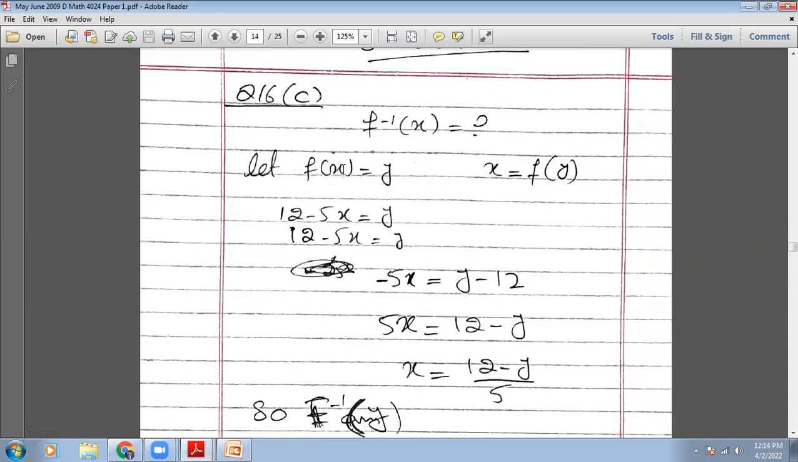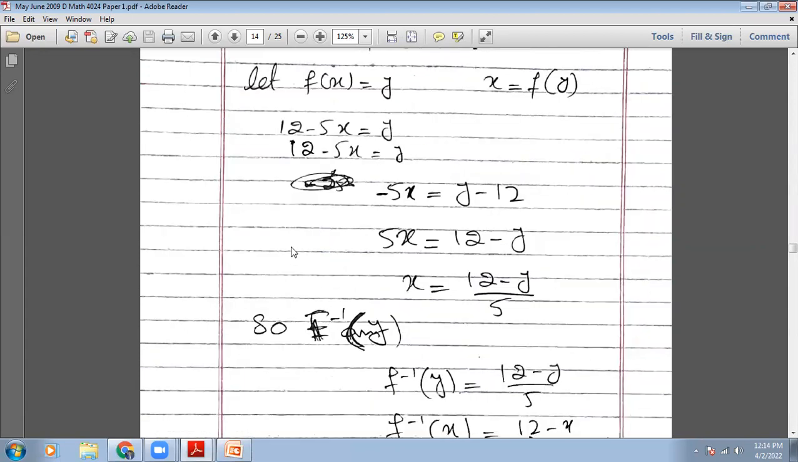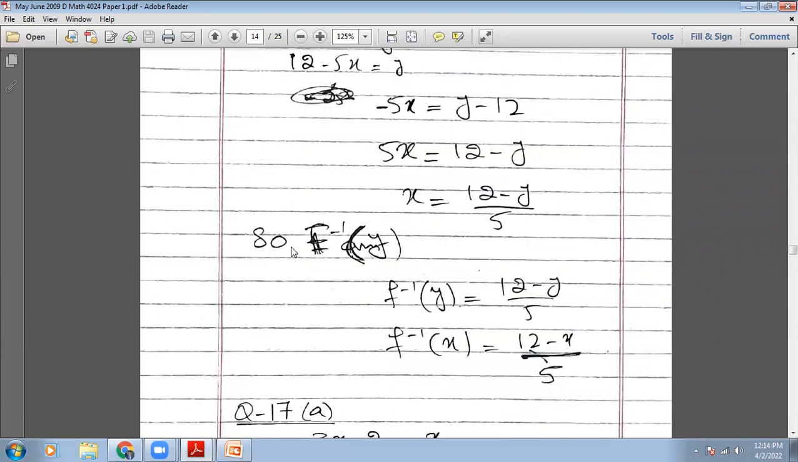And just in the place of f of x, put that formula, that is 12 minus 5x equals y. So minus 5x will be equal to y minus 12. Multiply both sides with a negative number. 5x will be equal to 12 minus y. So x will be equal to (12 minus y) divided by 5.